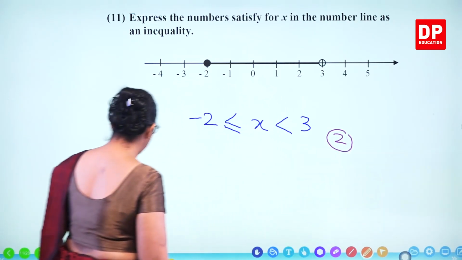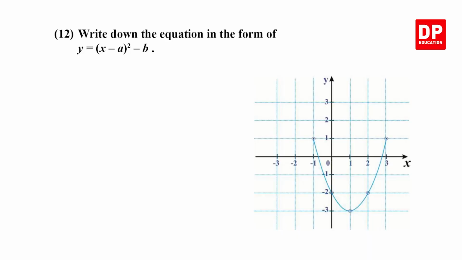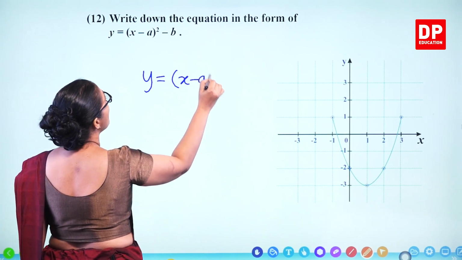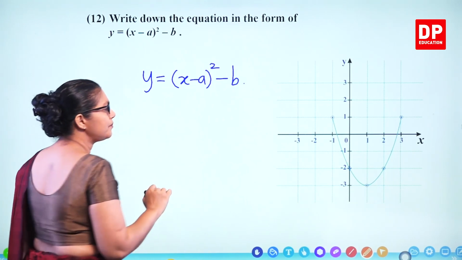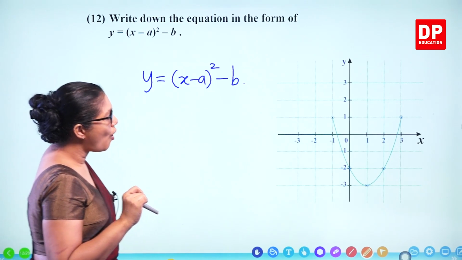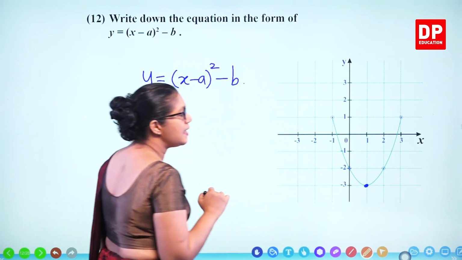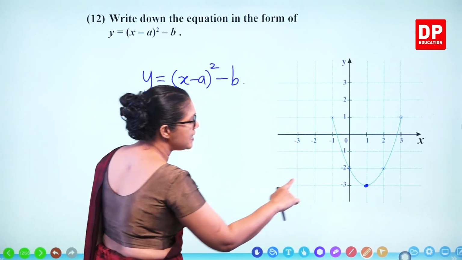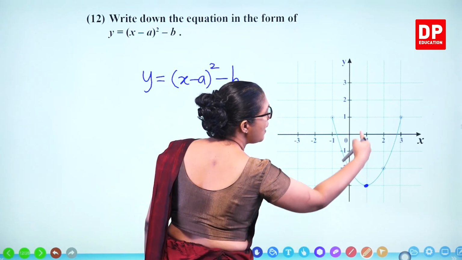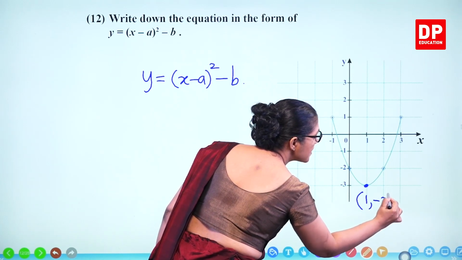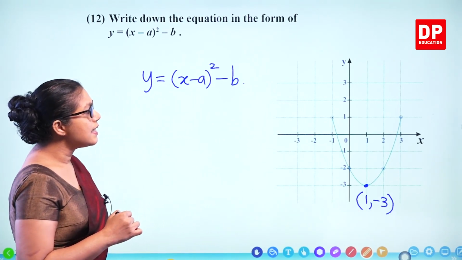Question number 12. That's a quadratic graph. Write down the equation in the form of y equals (x minus a) squared minus b. How do you find out in this form? Now we have to look at the turning point. So this is the turning point. What's the turning point? Minus 3 is the y value and x value is 1. If you write down the coordinates, this is (1, minus 3). So that's the turning point.